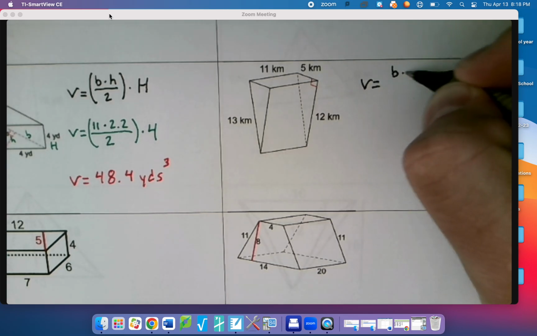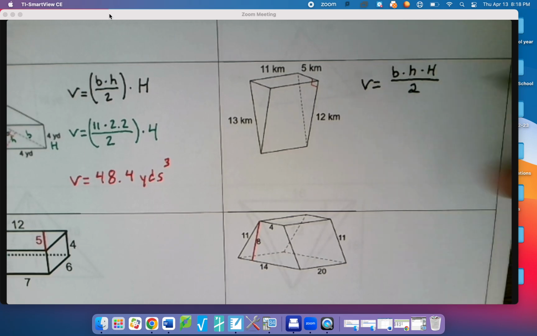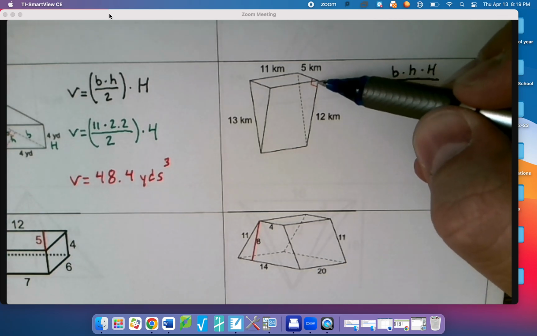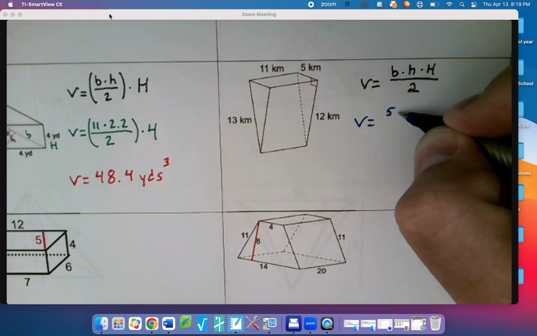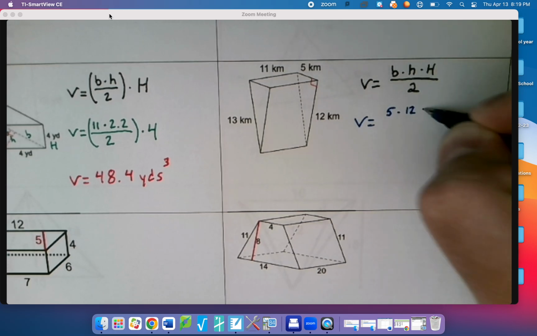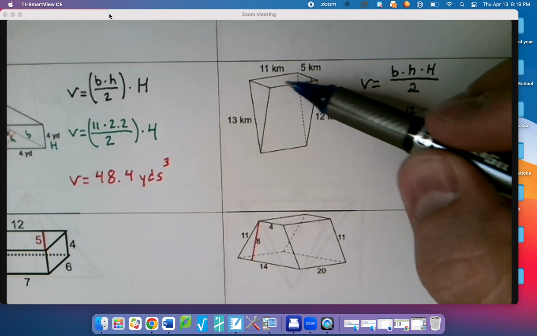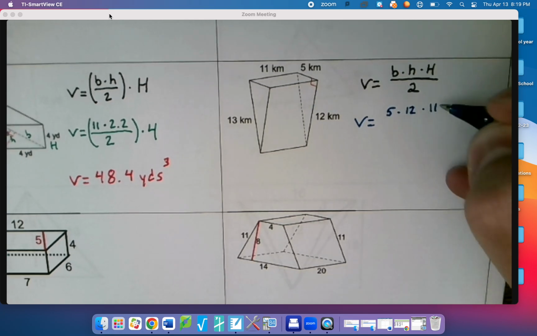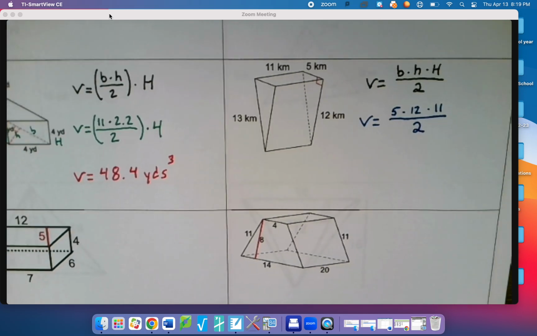Volume, I'm going to rewrite the equation to have all of the letters on the top and divide everybody by 2. Just another way to do this problem. Our right angle symbol right there tells us that the base can be 5, the height can be 12, which then means the total height from one triangle to the other triangle, the height of the prism, is 11. Divided by 2.